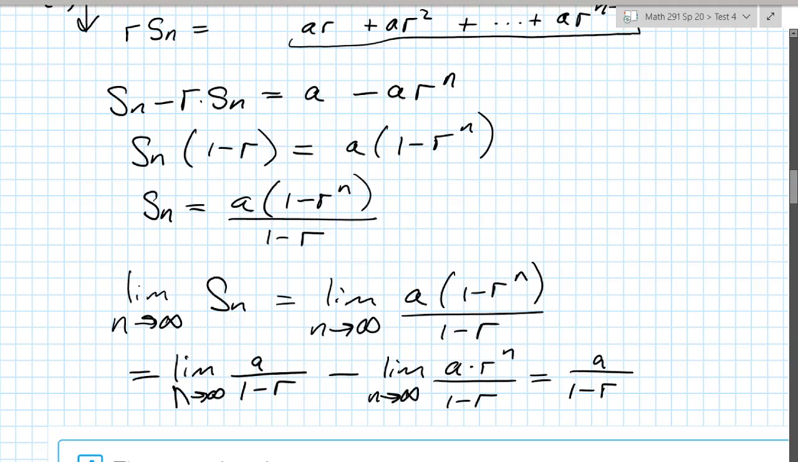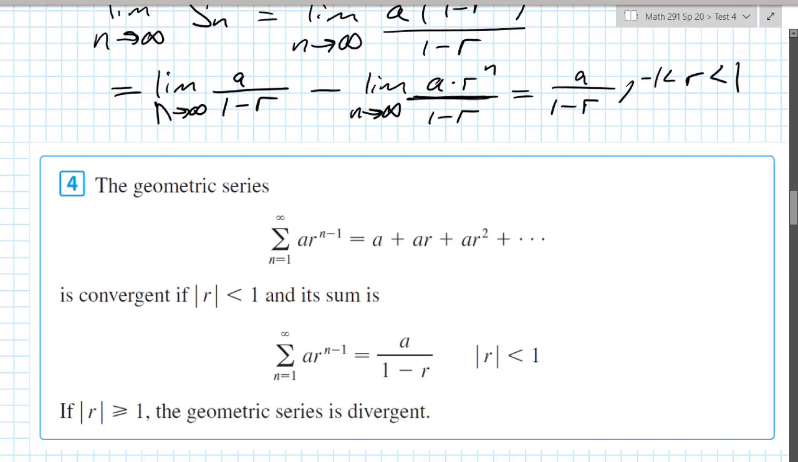So our limit is a over 1 minus r when r is between -1 and 1, not equal to. And we can remember that from the last section where we talked a little bit about r to the n, what conditions will allow this to be a convergent limit.